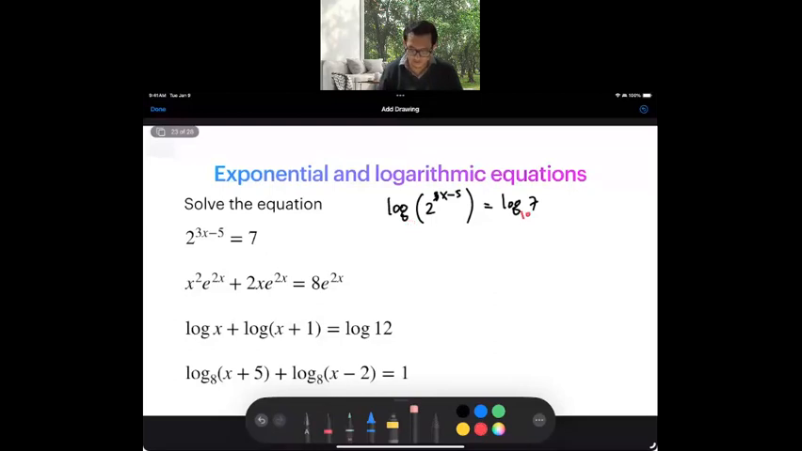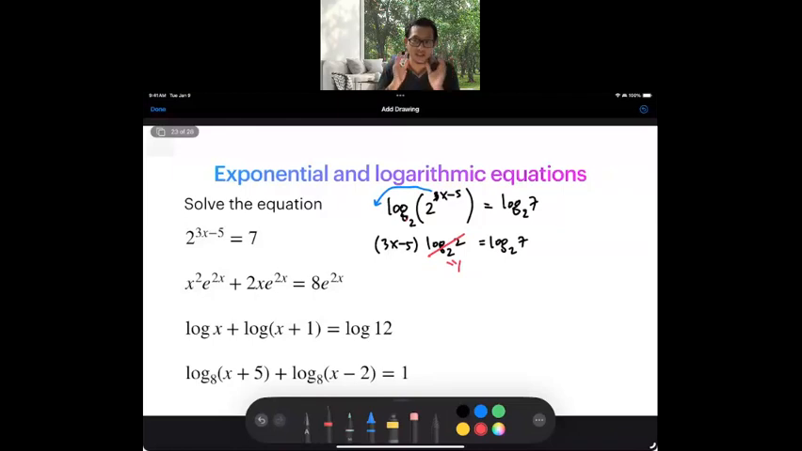But I don't want 10. I will look for another number. I would choose the base equal to 2. Do you know why? Because if we choose 2, I can remove the power and bring it down. So I will write 3x minus 5, and this is perfectly log base 2 of 2, which is equal to 1. So it's pretty convenient, right? And then we have log base 2 of 7.